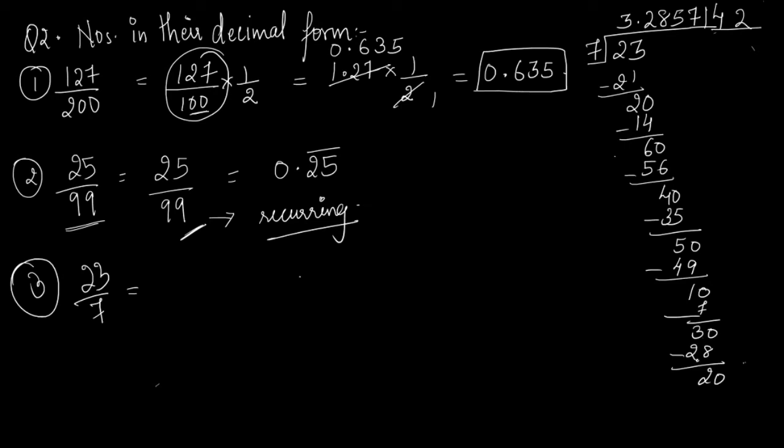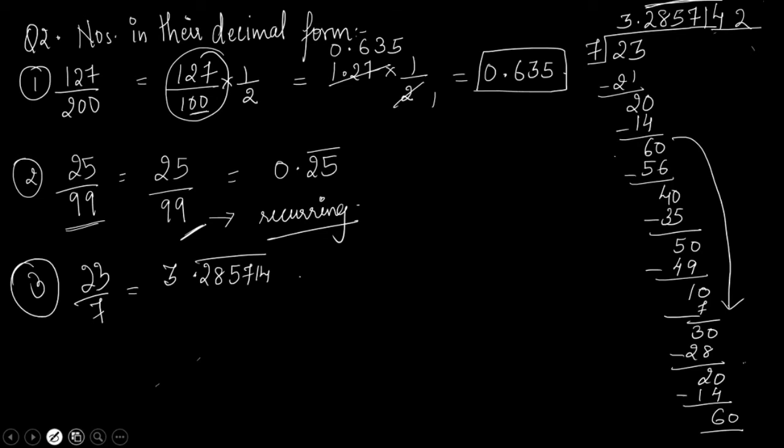Now just pay attention, children. 2s are... you have 14. So again you'll get 60. So now you see that this thing is again going to get repeated. It means this entire slot of numbers is going to be repeated afterwards again. So this is a recurring number. So the answer is 3.285714 recurring. So I hope this is understood.